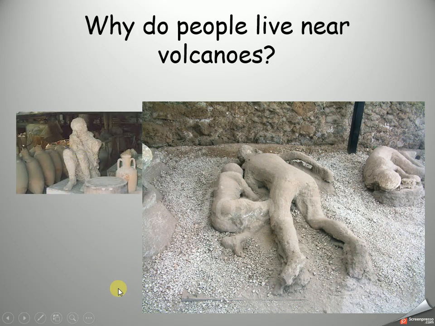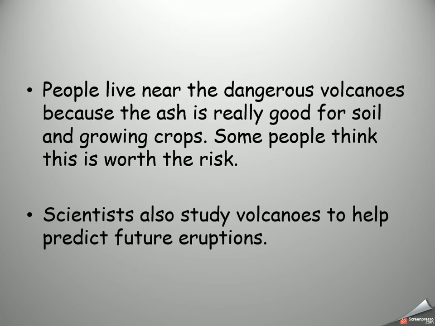So why do people live near volcanoes even though they're really dangerous? Well, because the ash is actually really good for the soil and growing crops. So any land near a volcano is really prime farming land because the crops will grow so well. So why do people live near it? Well, they can grow their crops.